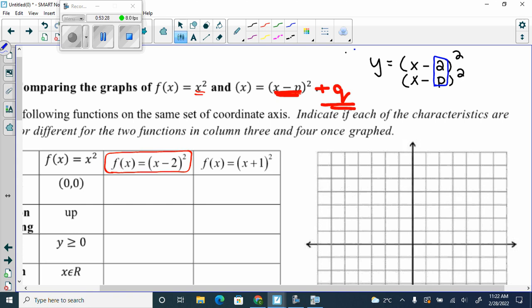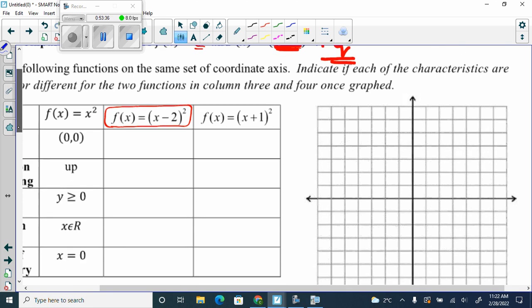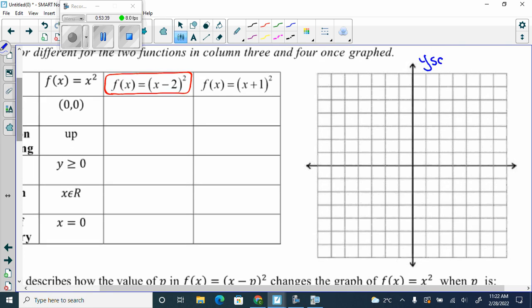What do you think is going to happen when we have x plus 1? 1 to the left. Yeah, exactly. So let's sketch this one out first. So I'm going to sketch the original. So we have a y scale of 2. We have an x scale of 1. We're at 0, 0. So I'm just plotting the original.